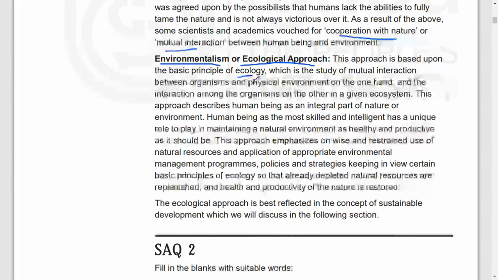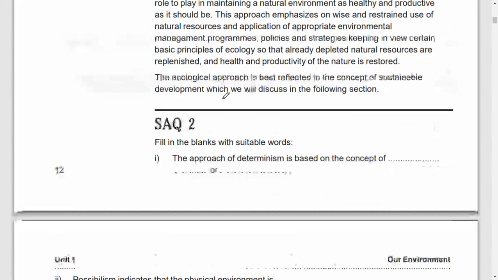This approach emphasizes wise and restrained use of natural resources and application of appropriate environmental management programs, policies and strategies, keeping in view certain basic principles of ecology, so that already depleted natural resources are replenished and health and productivity of the nature is restored. The ecological approach is best reflected in the concept of sustainable development, which we will discuss in the following section.